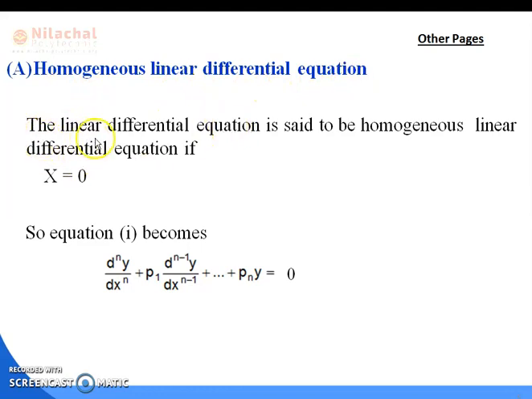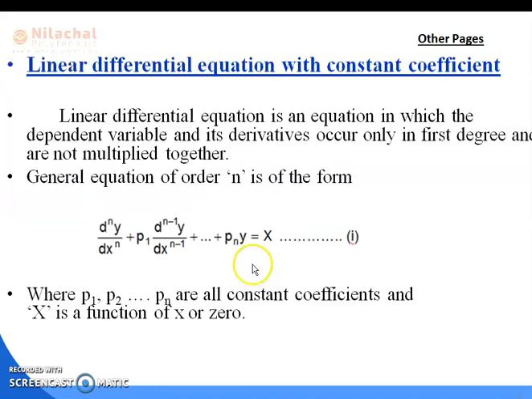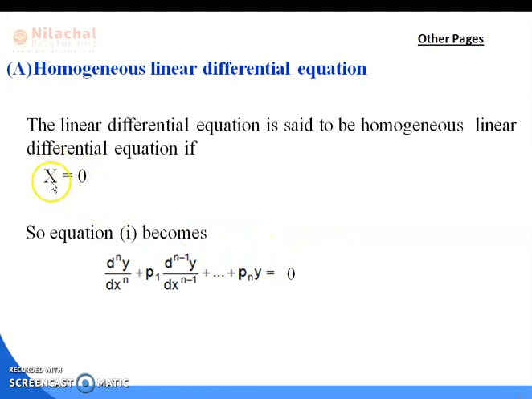So let us start. The linear differential equation is said to be homogeneous linear differential equation if capital X equals 0. Capital X equals 0 means we have to go to the general equation. This is your general equation of the linear differential equation. This equation is known as homogeneous if the right hand side, this X, equals 0. So equation 1 now becomes equal to 0. This is known as homogeneous.